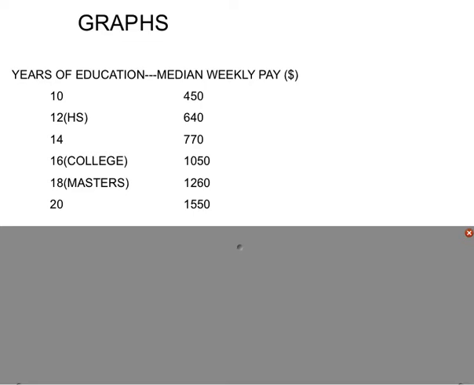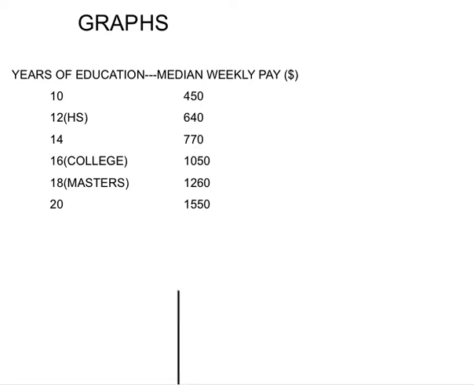Now, this is not really the typical kind of science lab data that we're going to get, but if you're looking at it, hopefully you can see where I'm going with this. Stay in school, kids. It's good for you. What we have is a set of data that shows the number of years of education a person completes and their median weekly pay, about how much they're going to get. We want to take that data and we want to present it in a graph form.